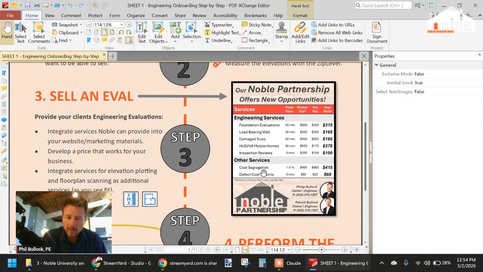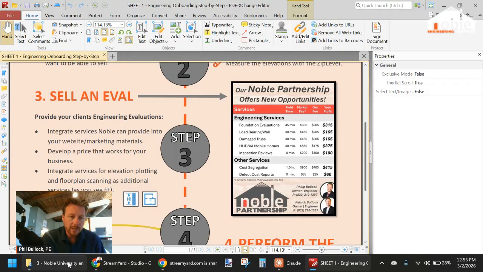And then we do cost segregation and defect cost reports, which don't necessarily have to be engineering based, but it just depends on how much time it's going to take in the field to do them, and what you think the market rate is for those. There is other competition out there, so you might Google what other competition is selling them for, so that you can come in under that price. I will tell you, our listed fee here is going to be well below what the market rate is for all of these services, in most cases by half. So if you don't know where to start, take our price and double it. That's probably a good starting spot.